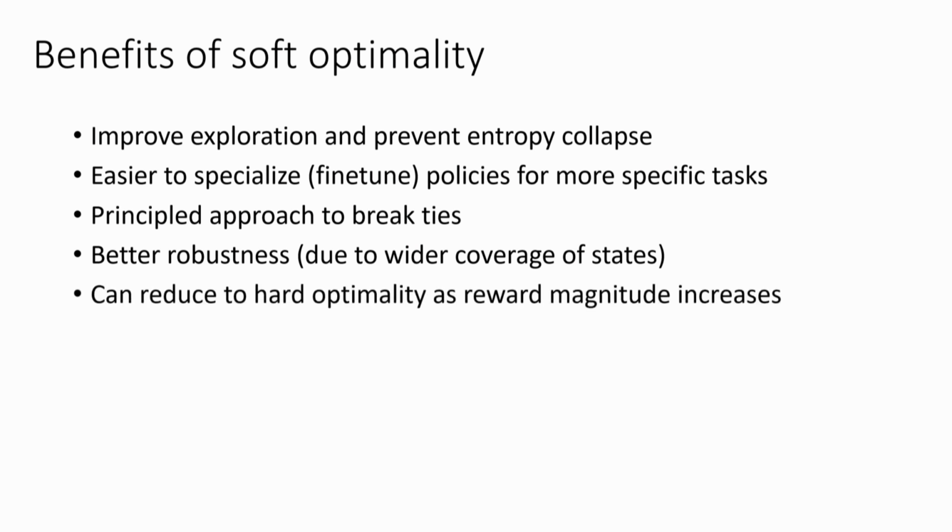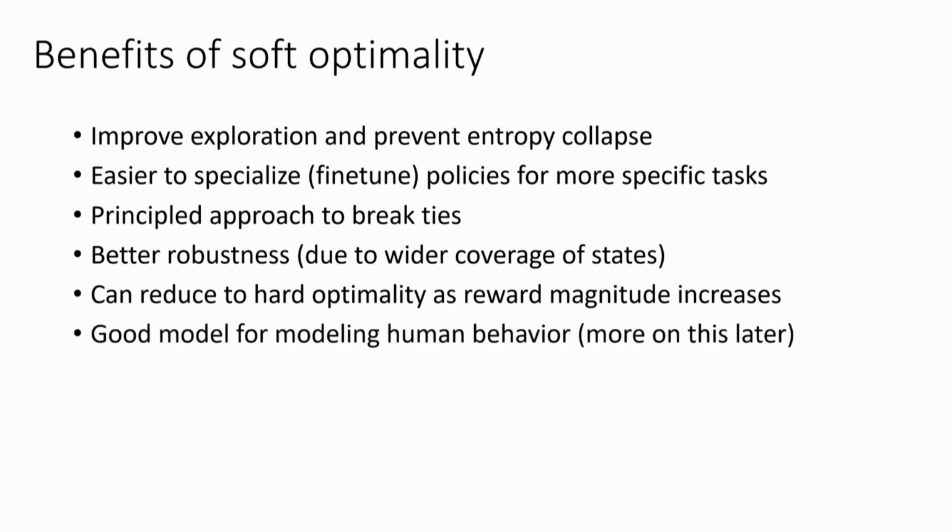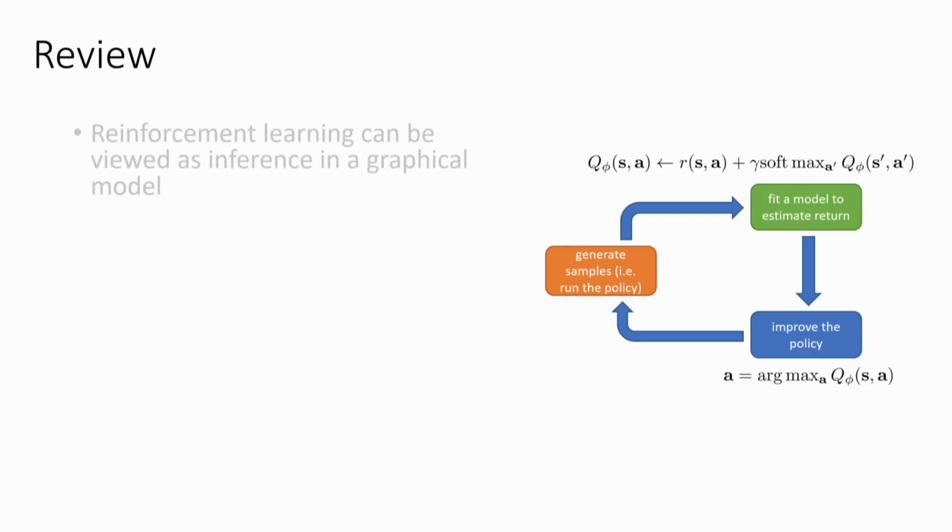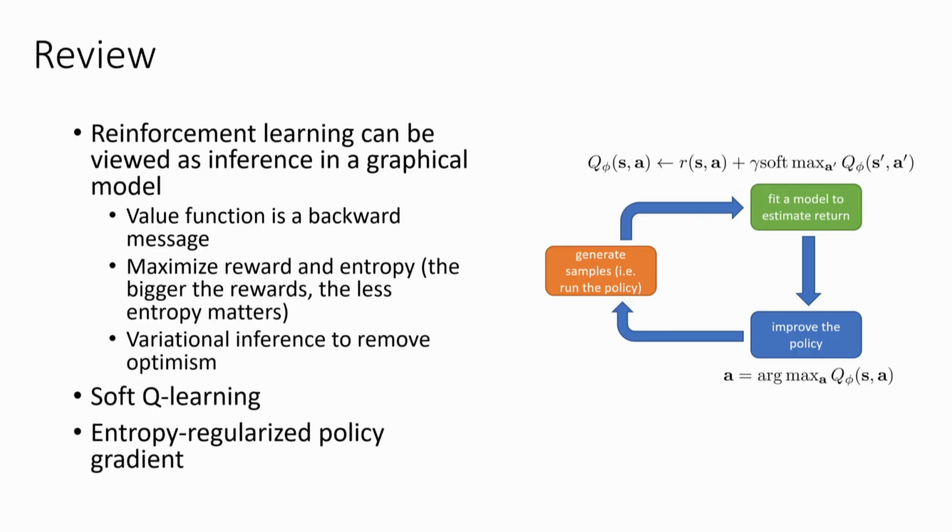And of course, you can reduce this to regular conventional hard optimality as your reward magnitude increases, or if you put a temperature on it, if you drive that temperature to 0. And of course, as we'll learn next week, it's also a good way of modeling human or animal behavior for inverse RL. OK, so in the last couple of minutes, I'll skip the review bit.